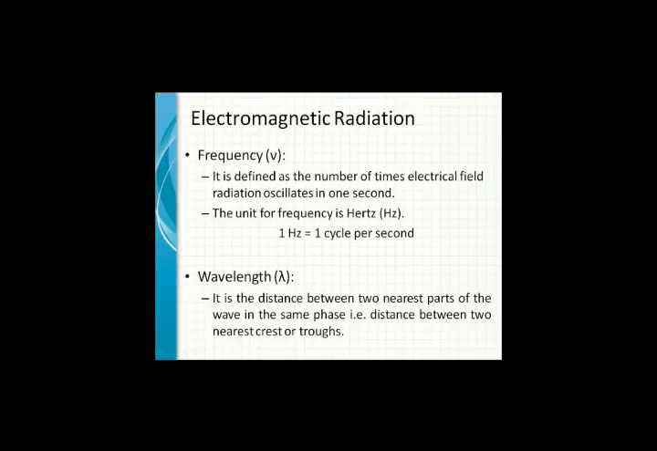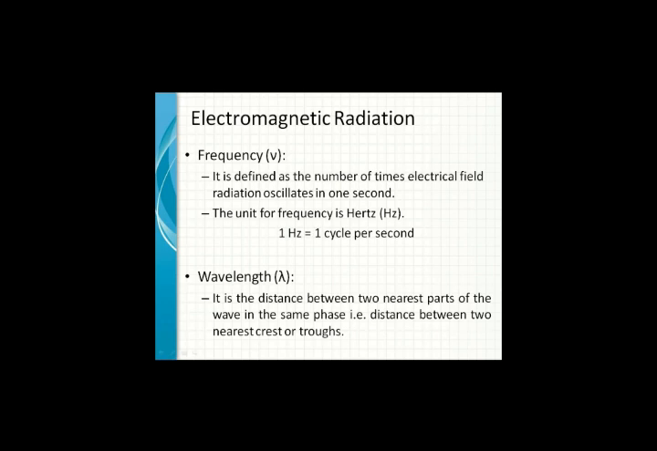For electromagnetic radiation, the term frequency is used for the calculation. Frequency nu is defined as the number of times the electric field oscillates in 1 second. The unit of frequency is hertz. 1 hertz is equal to 1 cycle per second.